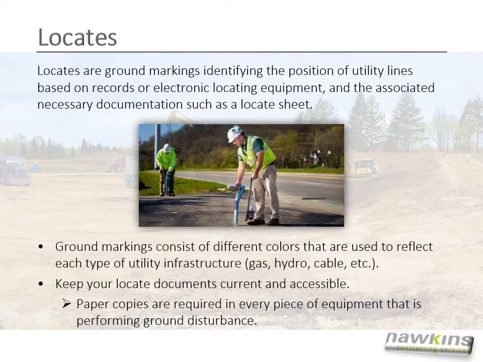Locates are ground markings identifying the position of utility lines based on records or electronic locating equipment and the associated necessary documentation, such as a locate sheet. Ground markings consist of different colors that are used to reflect each type of utility infrastructure, such as gas, hydro, and cable. Keep your locate document current and accessible. Paper copies are required in every piece of equipment that is performing ground disturbance.